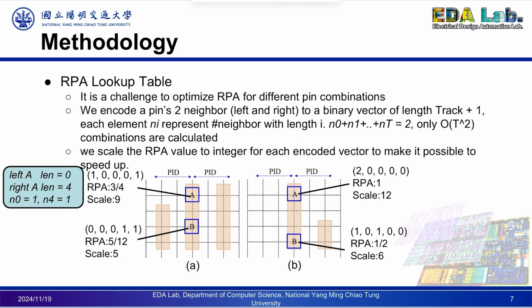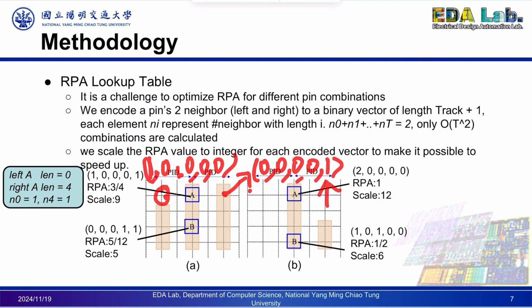If we want to compute the RPA of this access point, we need to check the left side neighbor and the right side neighbor. We encode the neighbor into a binary vector. For example, this neighbor has a length of 0, so it will be encoded by 1, 0, 0, 0, 0. And this one will be encoded by 0, 0, 0, 0, 1 because its length equals 4.